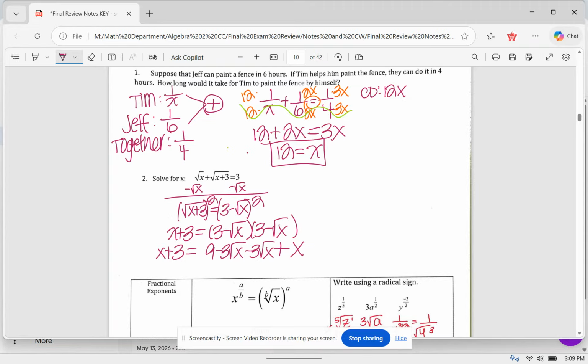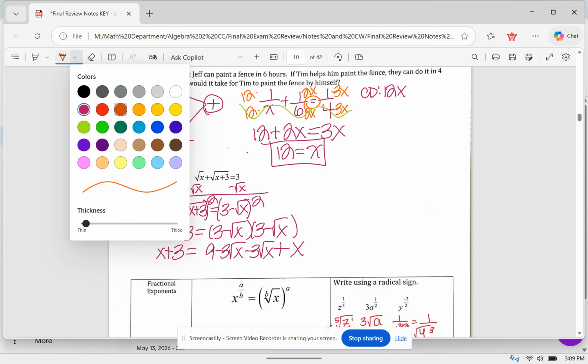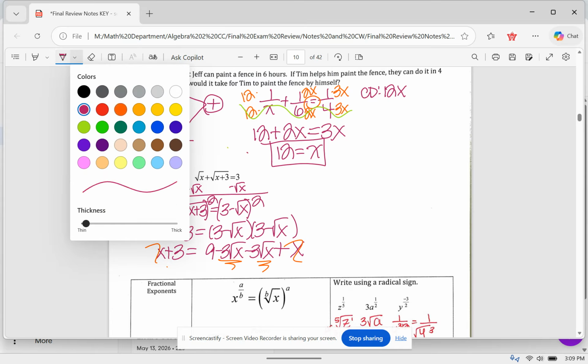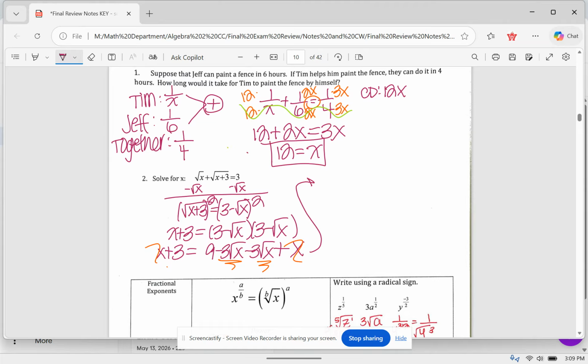All right, so if you look at my work so far, you'll see that the x's are going to drop out. Love that for myself. And then I can combine some like terms. So if I come on over here, I have 3 is equal to 9 minus 6 radical x.